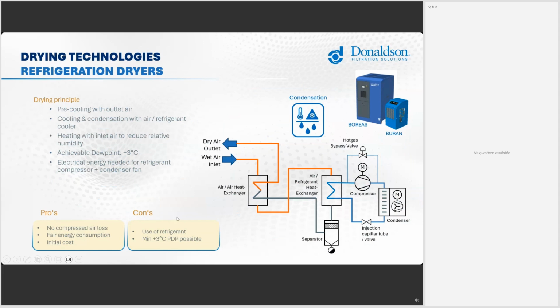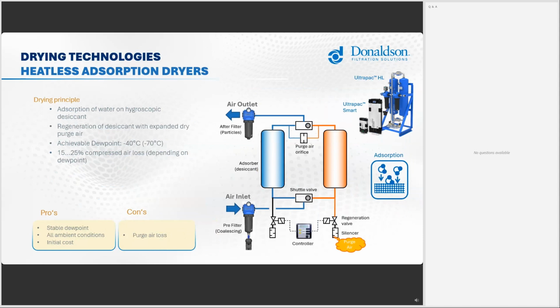Disadvantages: here we are, of course, using refrigerant in the refrigerant circuit, which is not very environmentally friendly. And the minimum pressure dew point that can be achieved is 3 degrees Celsius. This is not sufficient for all applications. Therefore, in order to get a lower dew point, or a higher dryness level, we need to go with adsorption technology, so-called adsorption dryers.